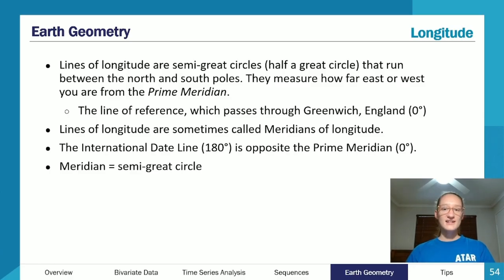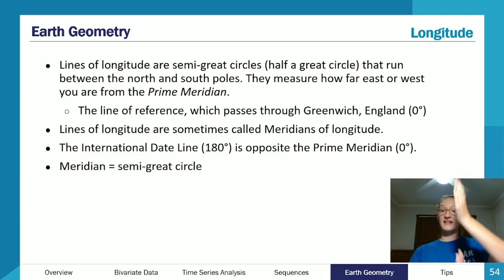Lines of longitude are semi-great circles, referring to half a great circle, and they run between the north and south poles, like we saw in the previous slide. They measure how far east or west you are from the prime meridian. When we're talking about latitude, north and south, our invisible reference point is the equator, but we don't have a vertical equator. So we've made up this invisible point of reference called the prime meridian. When we're talking about east or west in longitude, we're talking about how far east or west a point is from the prime meridian, which is our line of reference.